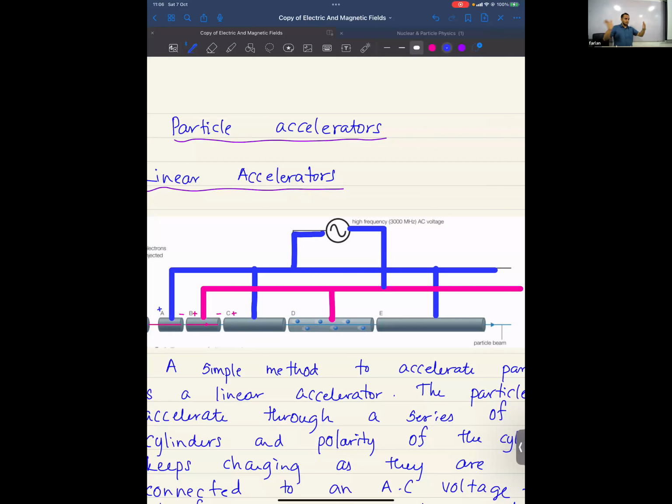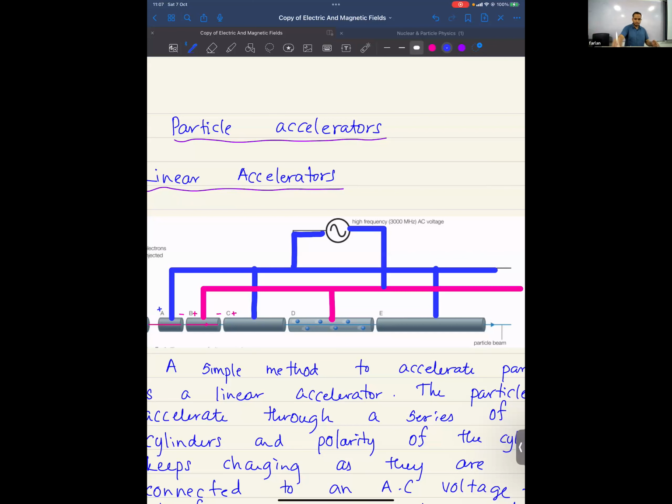And also the length of these cylinders, you can see, keeps on increasing. Why? Because the electrons are accelerating. It's a particle accelerator, so it keeps on accelerating. Particles are accelerating, their speed is increasing. So the distance they travel in the first second is not the same as the distance they travel in the second second. So that distance is keeping on changing.